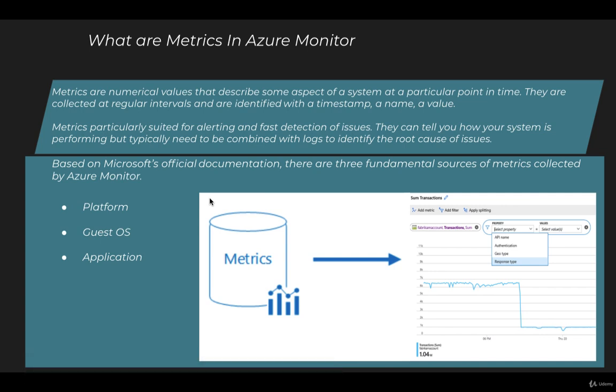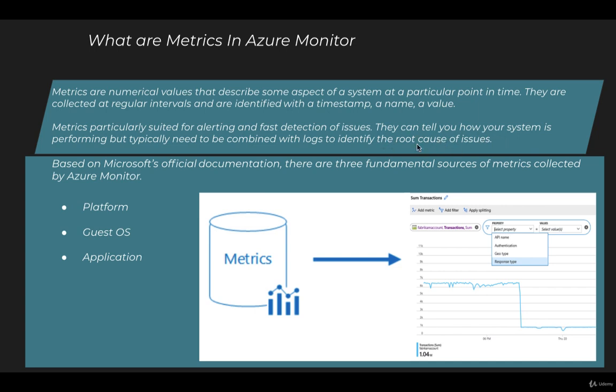Metrics are particularly suited for alerting and fast detection of issues. So you can set a metric that if the CPU utilization is more than 95% or 90% for the last one hour, an alert should go to the system administrator. All these activities you can do. And like I discussed, metrics can tell you how your system is performing, but typically you need to combine them with the logs to identify the root cause of the issue, like I discussed previously as well.